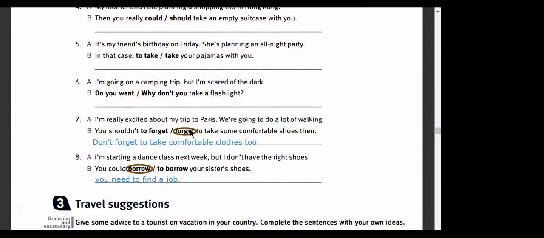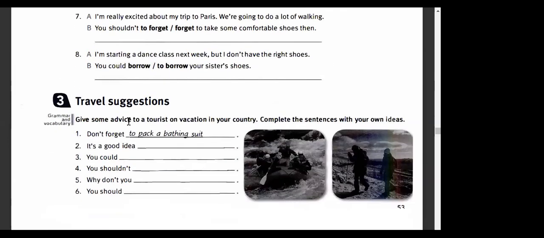Let's take a look. You shouldn't forget to take comfortable shoes and don't forget to take comfortable clothes. That's easy. I'm studying dance. You could borrow your sister's shoes. You need to find a job. Very good. Yeah, thank you.